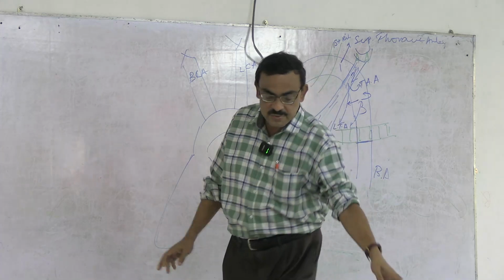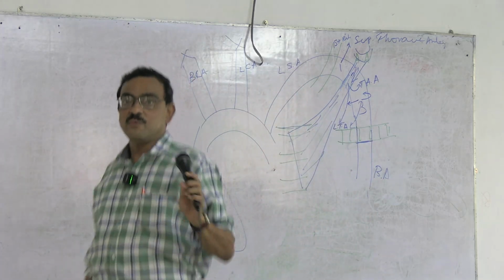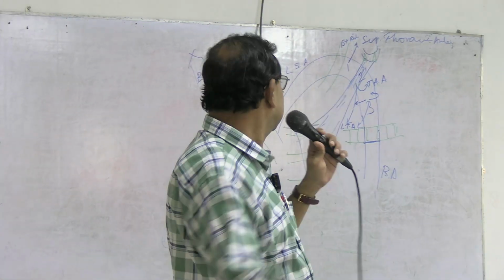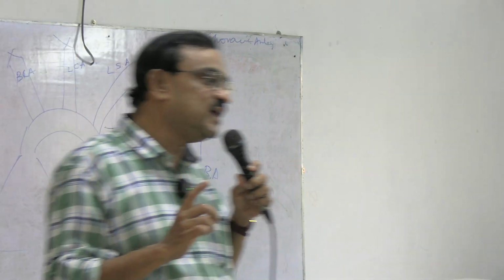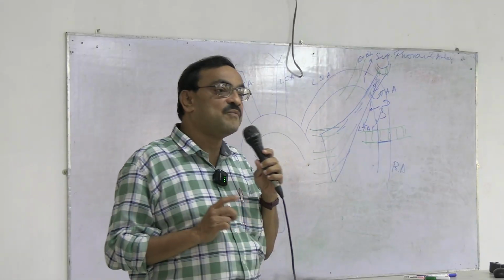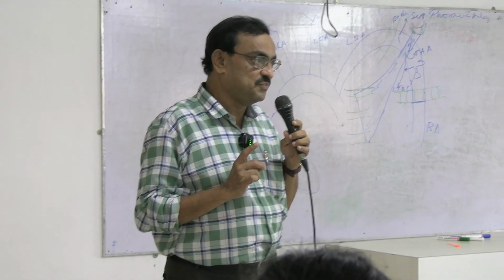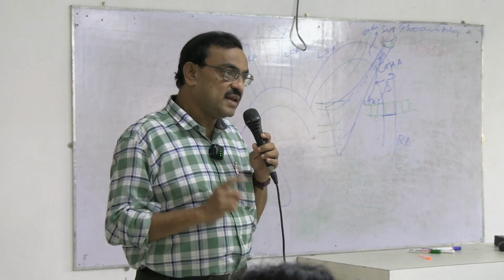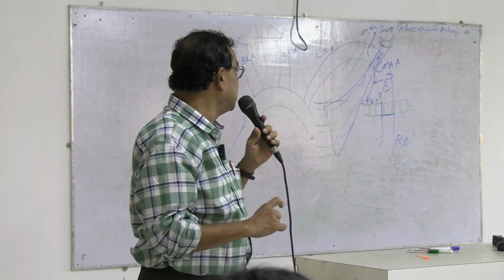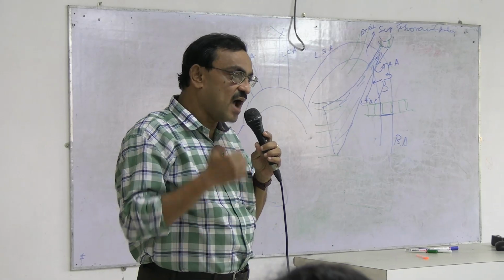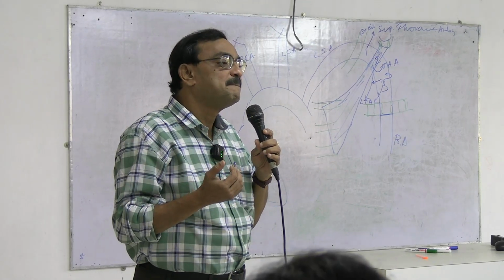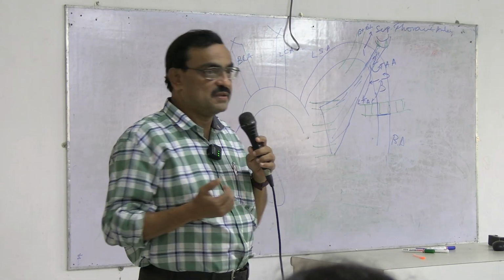So what I want to impress on your mind is that the thoracoacromial artery is a branch from the second part of the axillary artery. And it actually remains under the coverage of the pectoralis minor muscle.